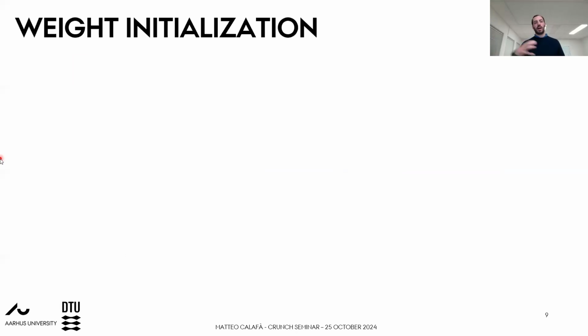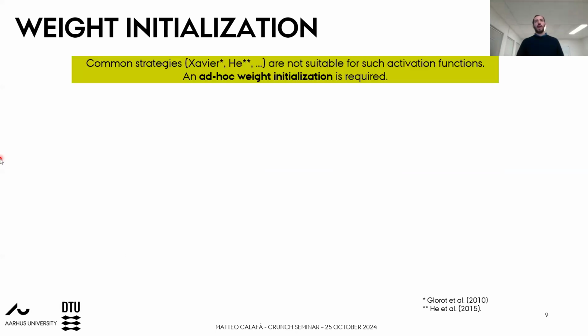So before choosing our official activation function, we will talk about weight initialization. And the reason is the following. Common strategies that you probably used at least once in your life, like Xavier and He weight initialization, are essentially not suitable for our purpose. The reason is that, okay, our network is complex valued, but that's not the main reason. The main reason is that these weight initialization strategies make some assumptions on the activation functions. These assumptions are clearly not satisfied by our activation functions that have exponential growth. And therefore, we need to define, propose, and employ our specific ad hoc weight initialization for our holomorphic neural networks.